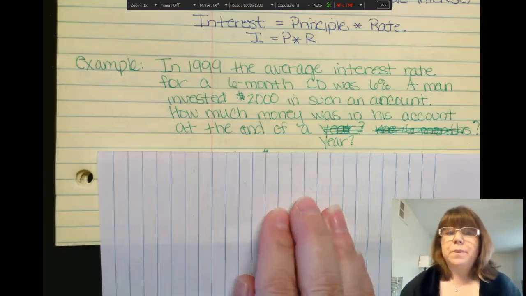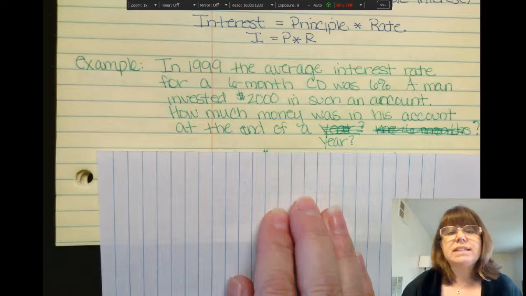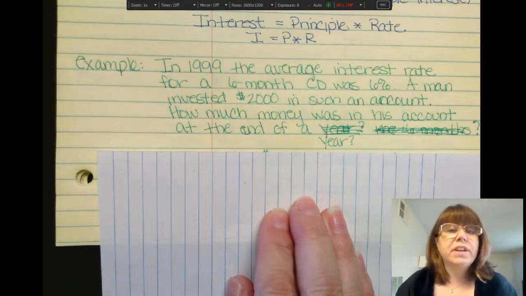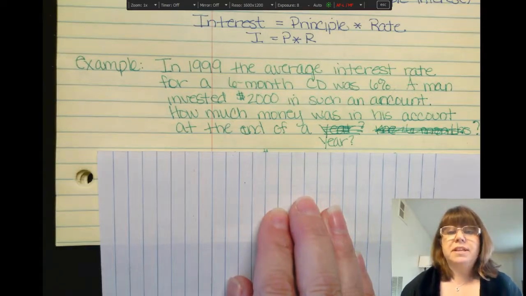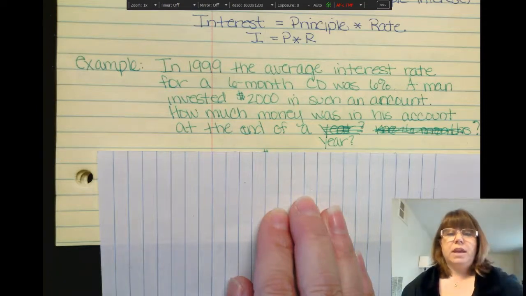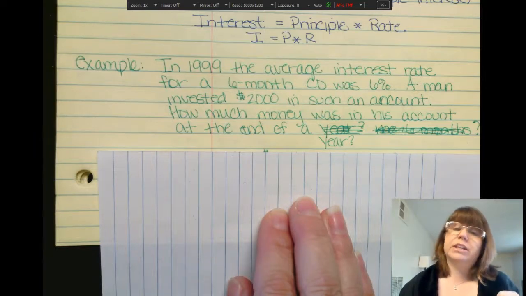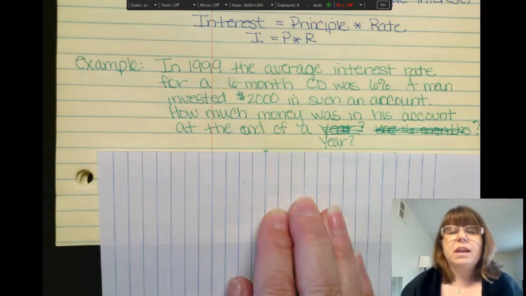So let's try an example. In 1999, the average interest rate for a 6-month CD, which means certificate of deposit, was 6%, meaning I'm going to give the bank some money and they're going to pay me 6% interest on the money that I let them use. A man invests $2,000 in such an account. How much money was in his account after a year?